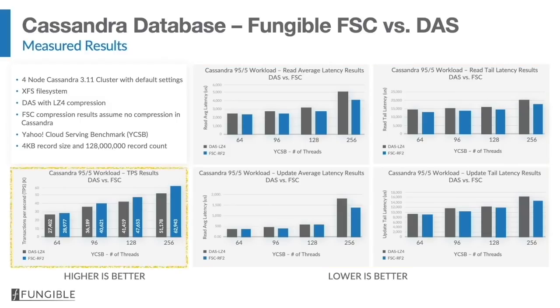Finally, on the left, we show a fifth chart, and this shows transactions per second. Of course, here, higher is better. And as you can see, FSC provides superior transactions per second as well. So both latency and transactions per second are better. Clearly, these are very impressive results, given that we're going over the network to get to the fungible storage cluster compared to storage that is local with local DAS.